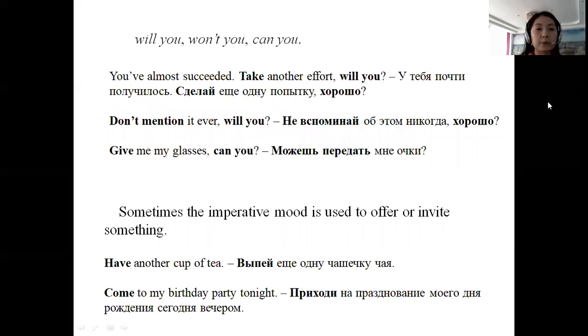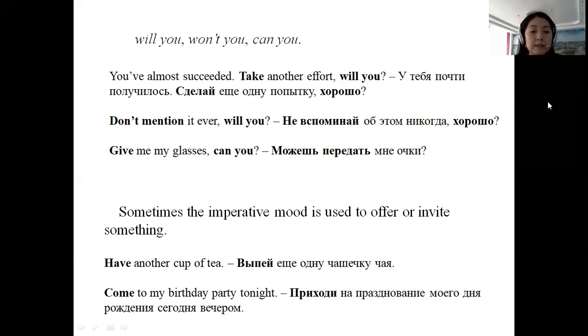And the next, we use the words will you, won't you, and can you. For example, you've almost succeeded. Make another effort, will you? У тебя почти получилось. Сделай еще одну попытку. Хорошо? Next, don't mention it ever, will you? Не вспоминай об этом никогда. Хорошо? And the last one, give me my glasses, can you? Можешь передать мне очки? Can you, we translate можешь передать.